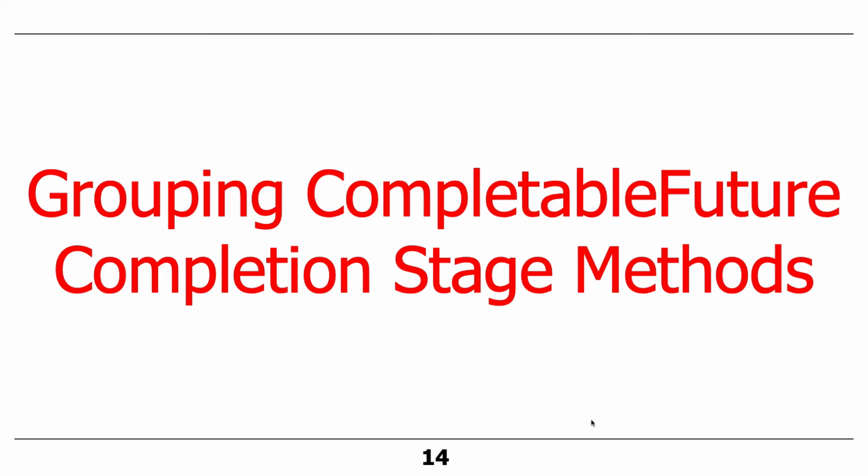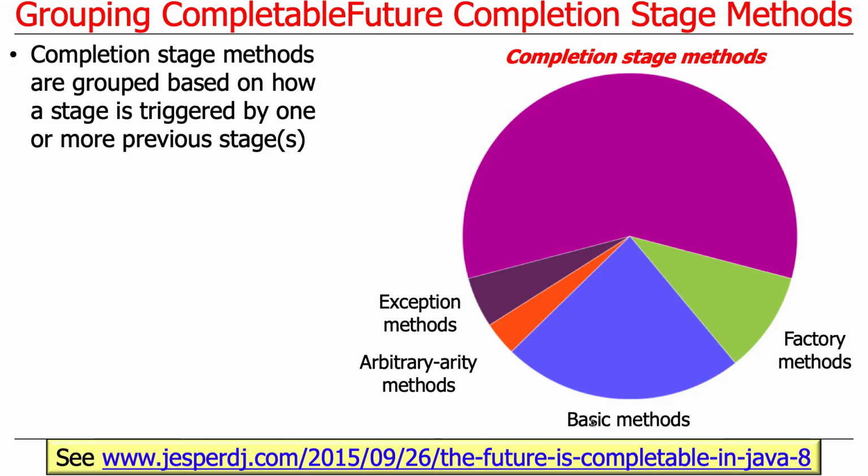OK, what we're going to do now is talk about grouping completable future completion stage methods together. And this is really interesting. For my money, this is the most interesting part of completable futures, the stuff we're about to talk about right here. It turns out that of these 40 or so methods that are part of the completion stage portion of the API, there are so many of these methods that we also have to further classify them, right? So we've already classified things into factory methods, basic methods, which we've talked about, exception methods and arbitrary arity methods, which we haven't talked about but will, and completion stage methods.